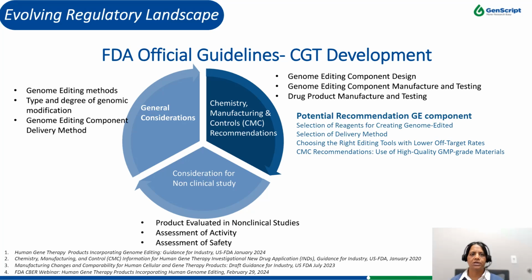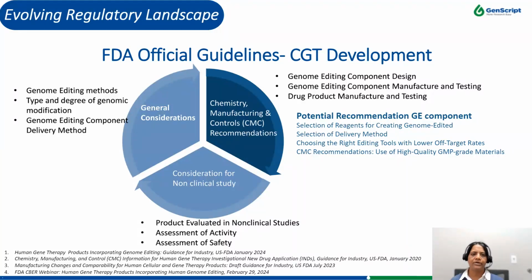This visual shows the regulatory requirements set by the FDA to ensure the safety and effectiveness of the gene edited product. The FDA guidance document, like human gene therapy product incorporating human genome editing, and recommendation for CAR T therapy, outline the entire product life cycle from design to clinical trial. And this guideline highlights the need to align CRISPR technology with high quality material which meets the IND and GMP standard.